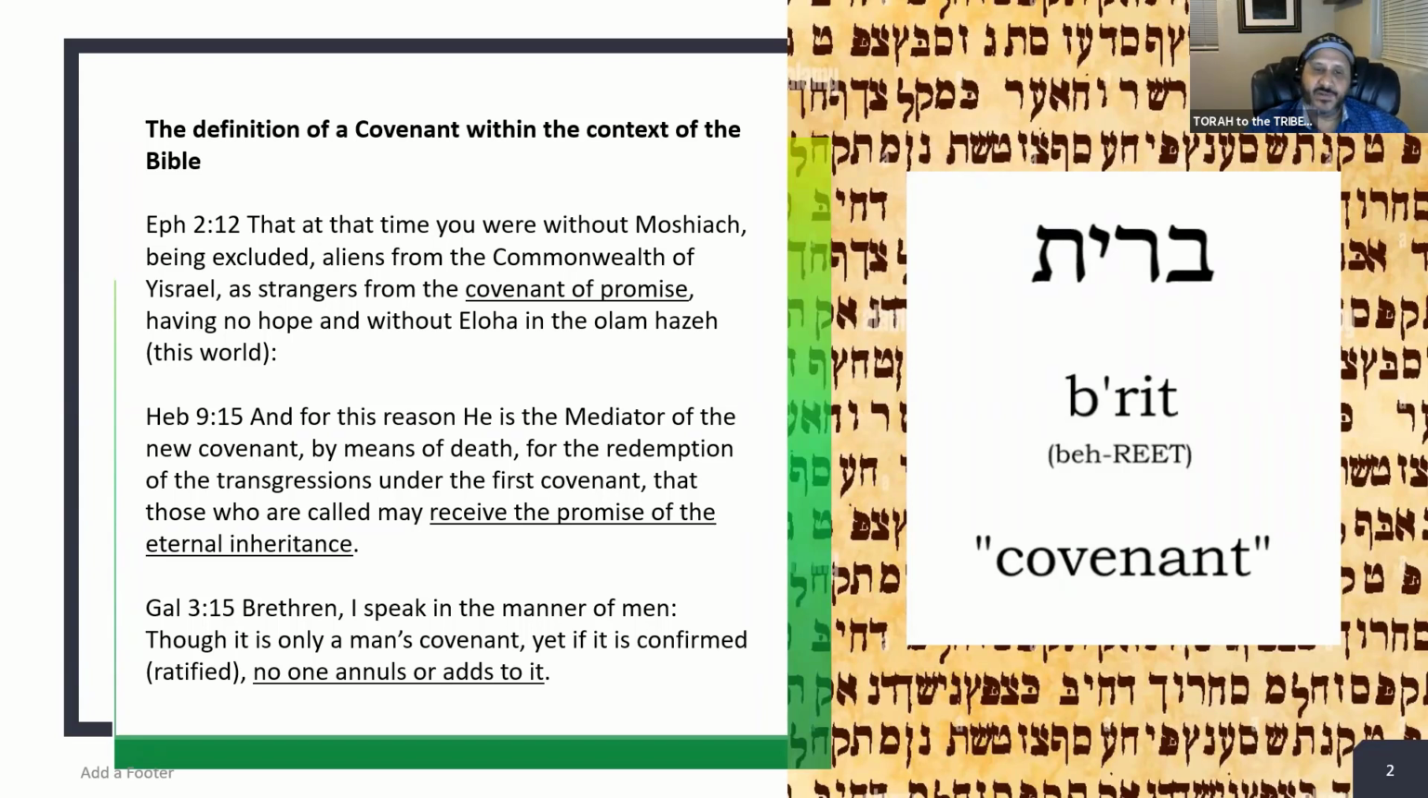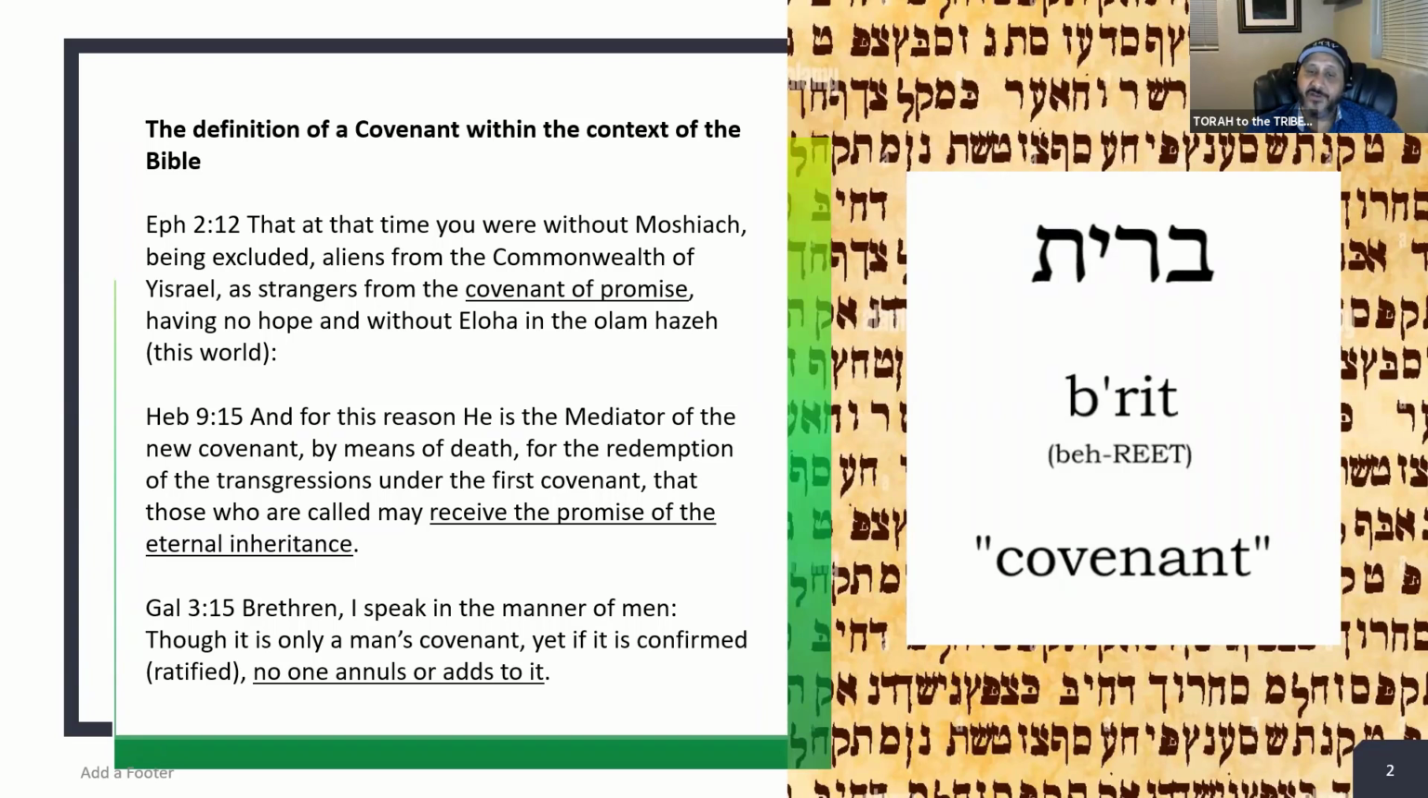Okay, so attached to this covenant are promises. And the third one we have here is Galatians 3:15. Brethren, I speak in the manner of man: though it is only a man's covenant, yet if it is confirmed or ratified, no one annuls or adds to it.